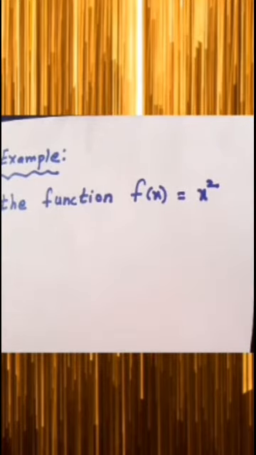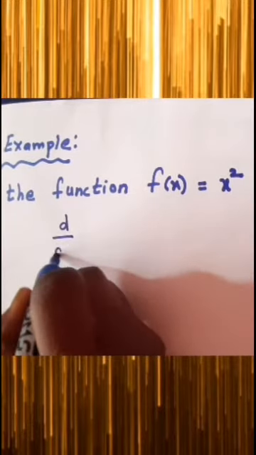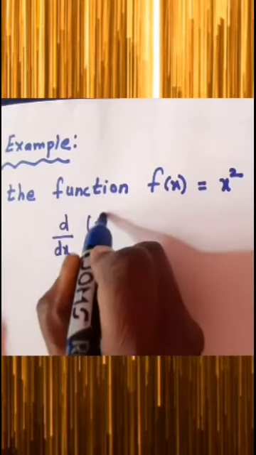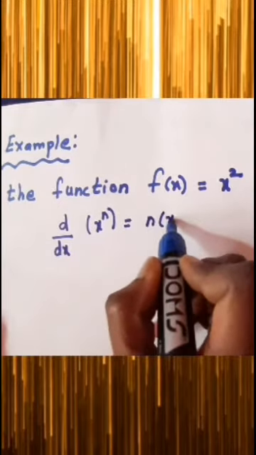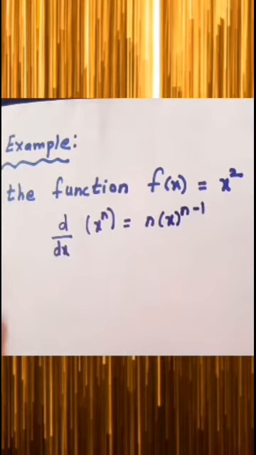What is the basic power rule of differentiation? Any idea? Basic power rule. If you recollect, I'll explain the different rules in my next video. The basic power rule is d by dx of x to the power n is equal to n times x to the power n minus 1. Am I right? This is the basic power rule.